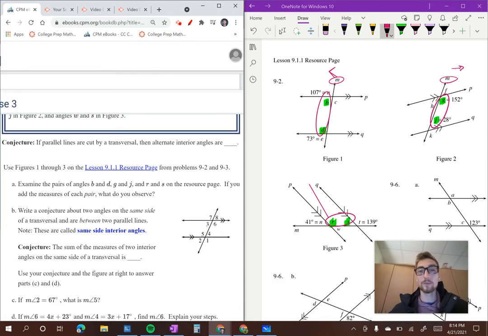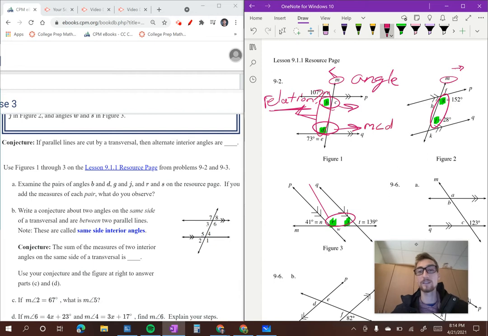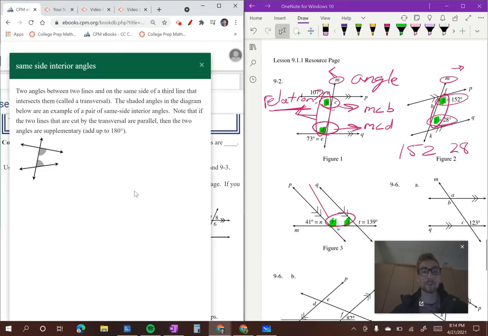All right, so what is the relationship between B and D? And when I talk about relationship, I'm talking about angle measures. So compare how much angle B measures compared to the measure of angle D. And then likewise for G and J, here we're given 152 and 28. So what's the relationship between 152 and 28? Is there a pattern you may notice? All right. So you're going to make a conjecture about same side interior angles.